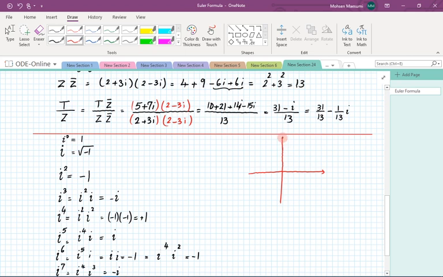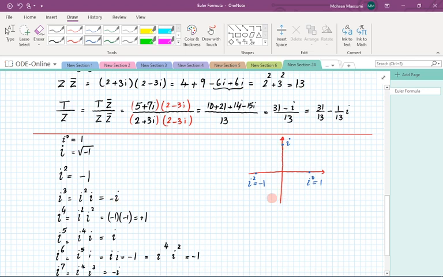Then if we look at all of these numbers on the complex plane, suppose this is my complex plane, and then i to the power of 0, that's just 1. i to the power of 1, well, that's just i. You come on the imaginary axis, so that is i. i to the power of 2 is minus 1, so I came here. i to the power of 3 is minus i.